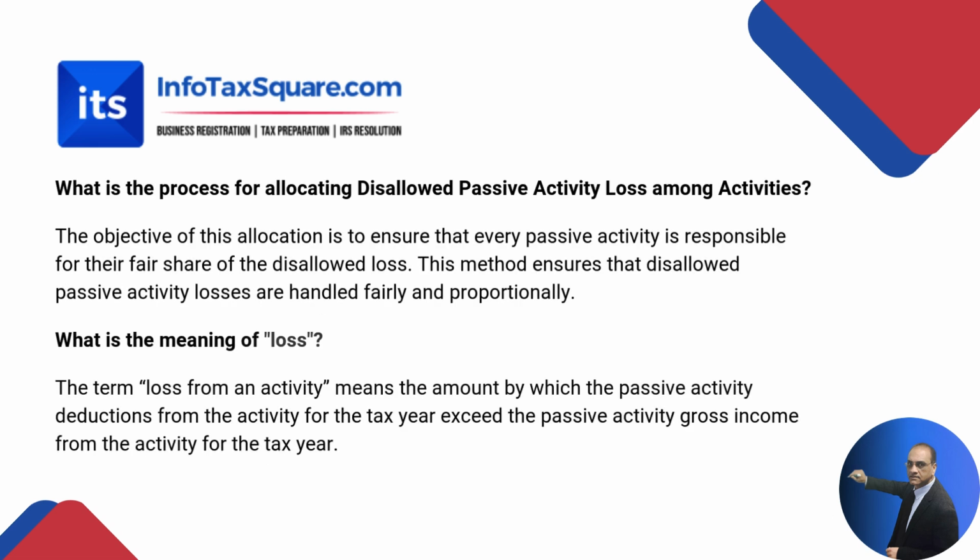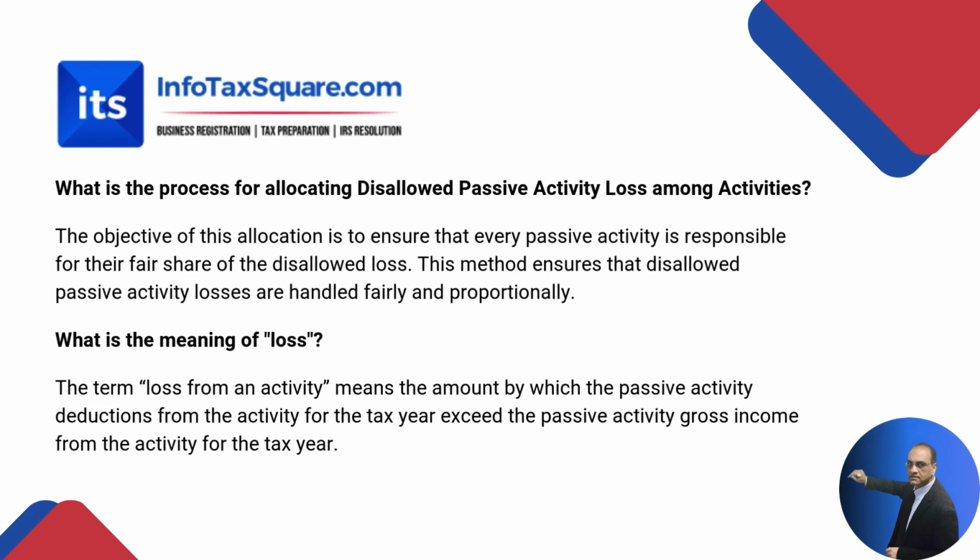What is the process for allocating disallowed passive activity loss among activities? The objective of this allocation is to ensure that every passive activity is responsible for its fair share of the disallowed loss. This method ensures that disallowed passive activity losses are handled fairly and proportionally.